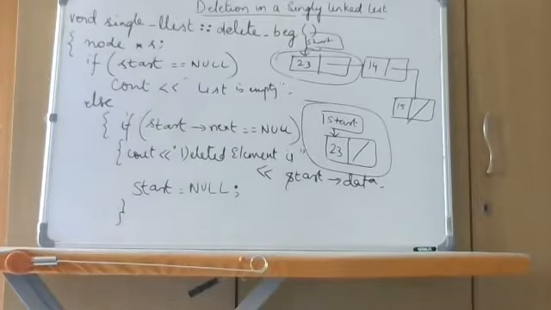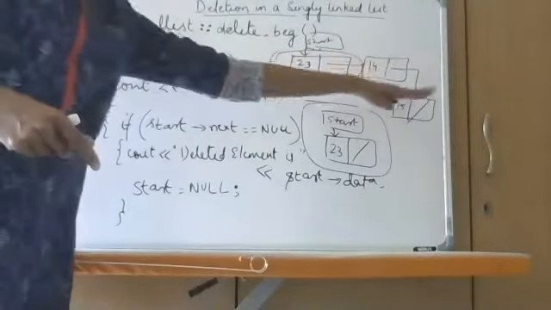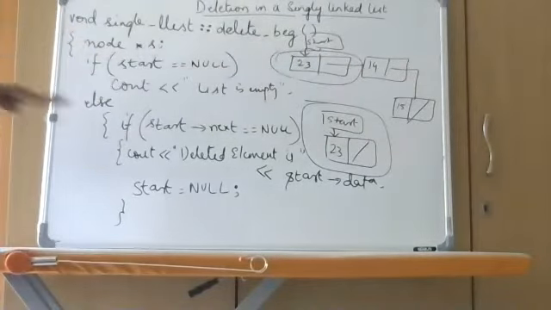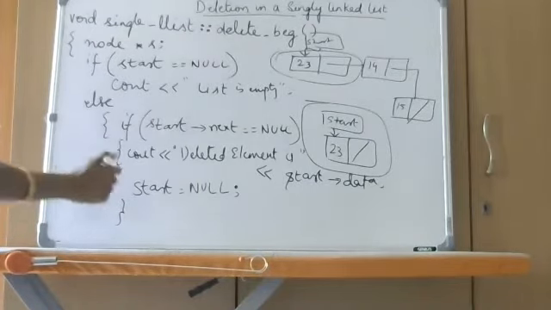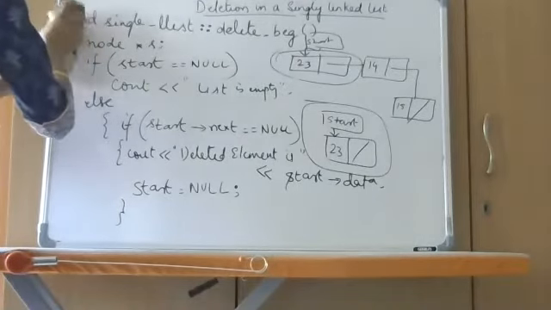The next option is what? There is a list available. That means there are more than one element available. Then I delete the first element. Then how do I code it? So we have written here, we have checked for empty list. We have checked for only one element list. Else, I'll have to write one more else here.